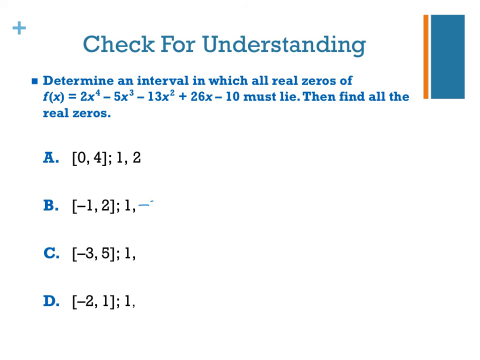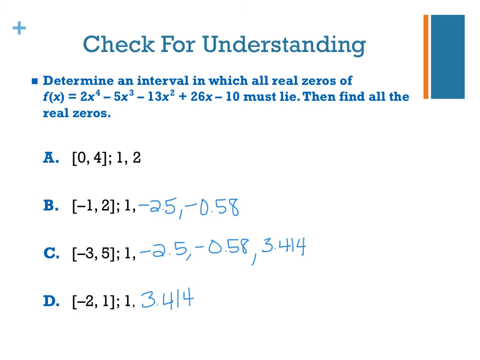I'm going to add negative 2.5 here and negative 0.58. I'm going to add negative 2.5, negative 0.58, and 3.414 here. And I'm going to add at the bottom 3.414 as my possible 0, or my actual 0 to the polynomial function.